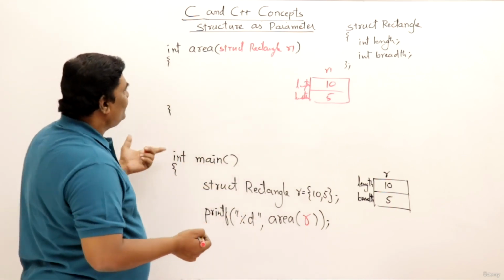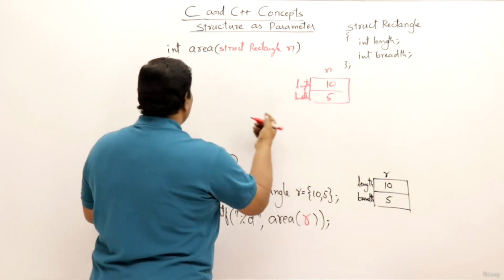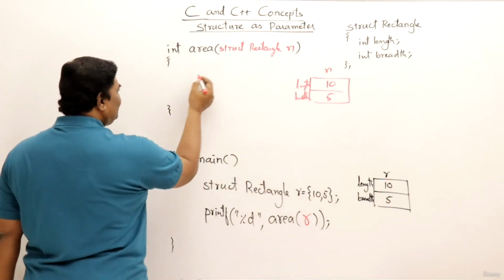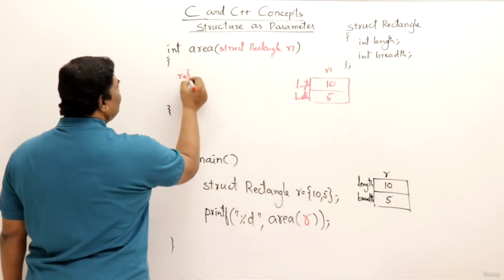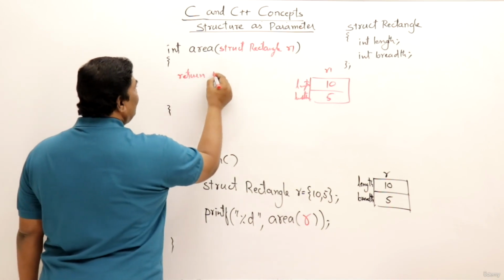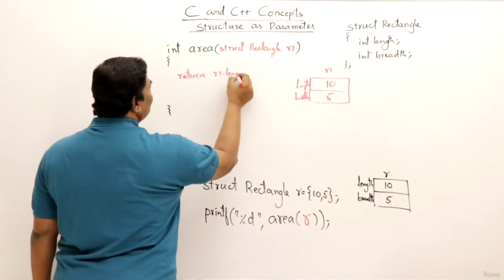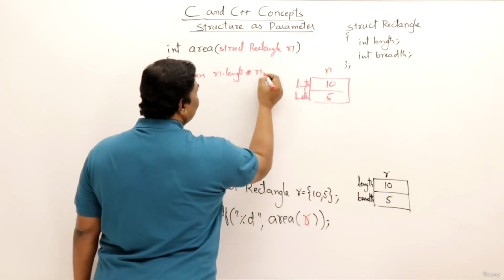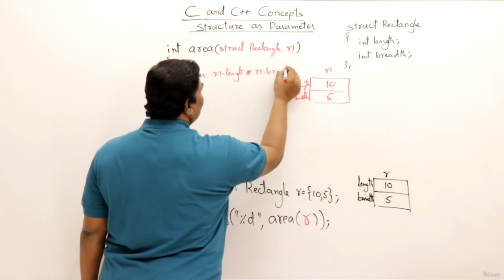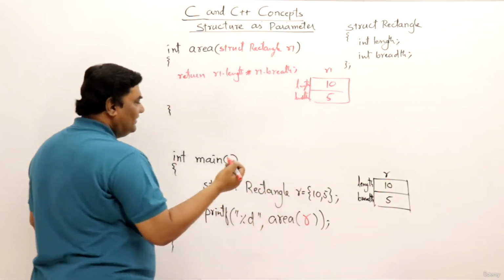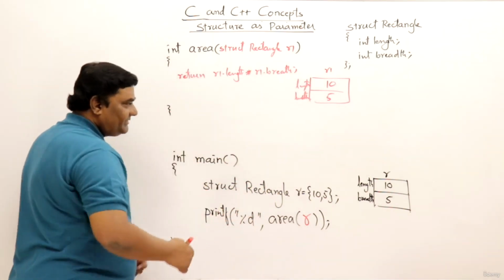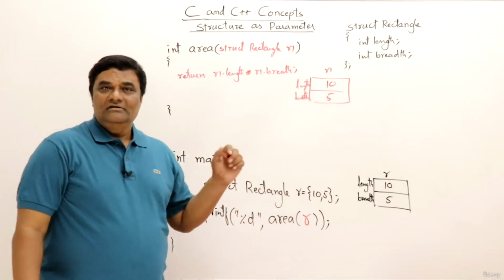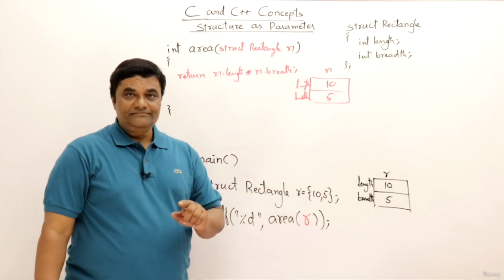Now here what I want to do is just calculate the area. So I have to multiply length and breadth. So directly I will write down return, and in the return statement R1 dot length, R1's length, into R1's breadth. That's all. It will return the result and this printf will print it. This is call by value.